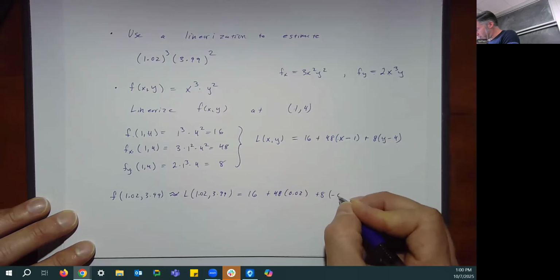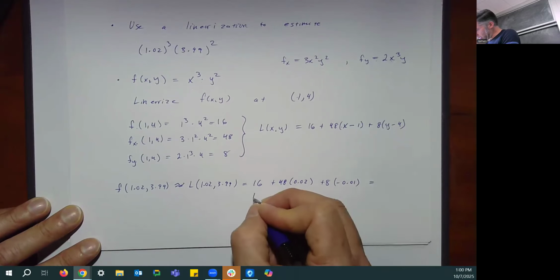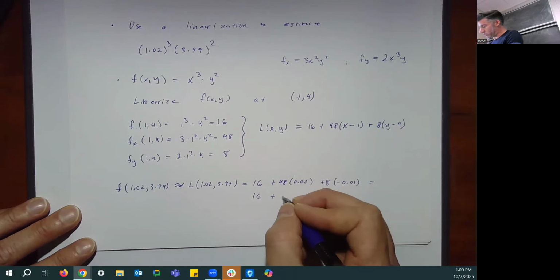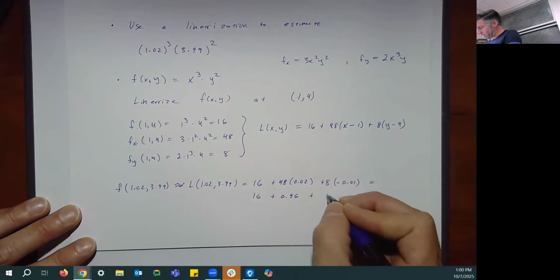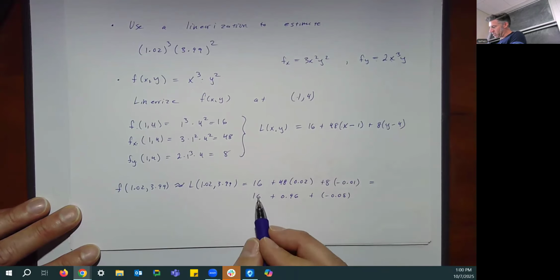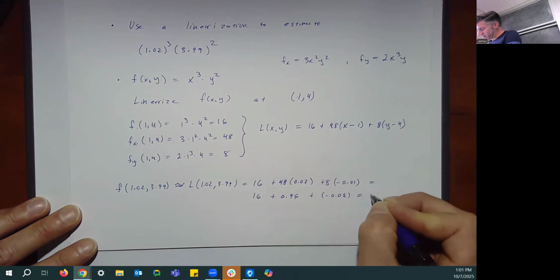is negative 0.01. So that's going to look like 16 plus 48 times 2 is 96. So 48 times 0.02 is 0.96. And 8 times negative 0.01 is negative 0.08. So it looks like we're getting 16. We're adding 0.96. We're subtracting 0.08. So it's 16.88.